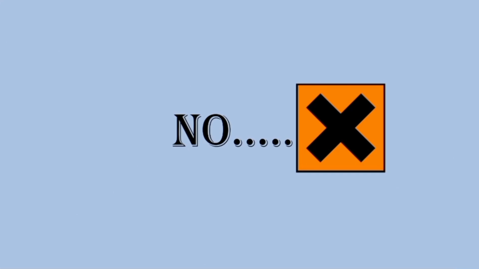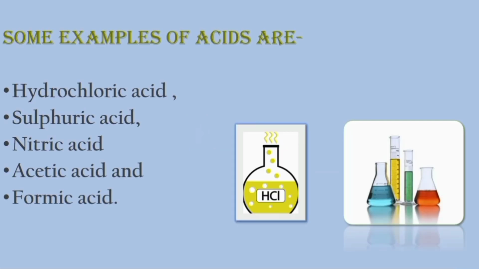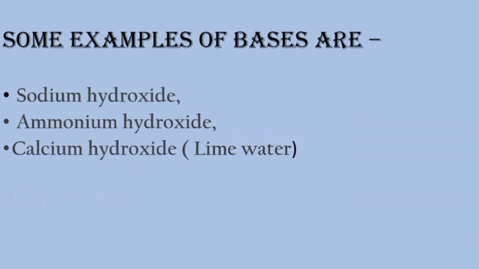Can we test all the substances around us to find whether they are acidic or basic? No, we can't taste them and we shouldn't taste them. They could harm us. Some other examples of acids are hydrochloric acid, sulfuric acid, nitric acid, acetic acid and formic acid. Some examples of bases are sodium hydroxide, ammonium hydroxide and calcium hydroxide.